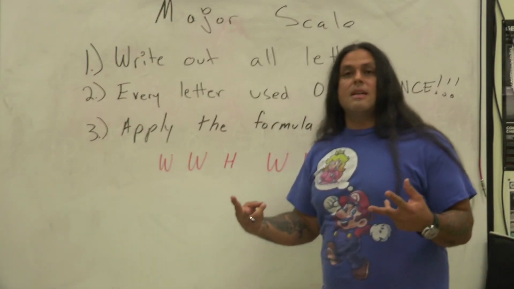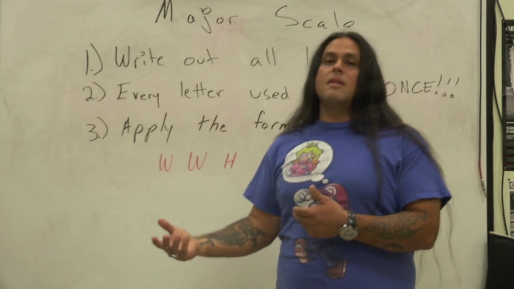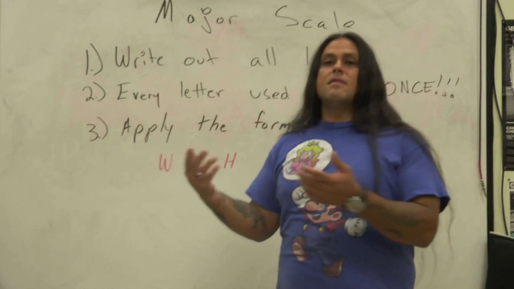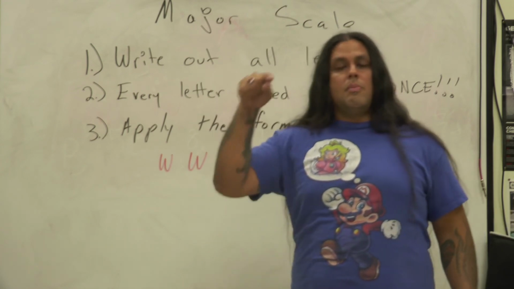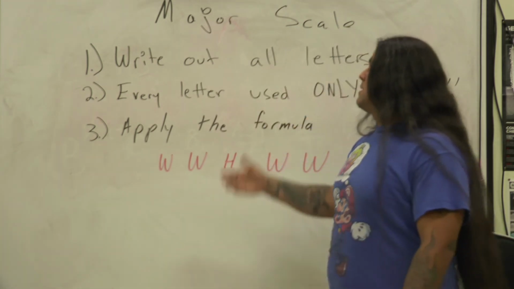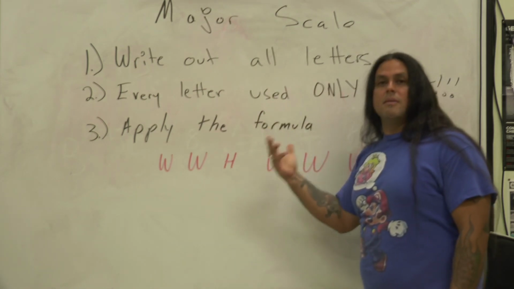The second trick is if there's a flat somewhere in there, there can only be other flats. If there's a sharp, there can only be other sharps. Can't mix and match. You will be awesome if you memorize this and do all this. You will never fail on your major scale.